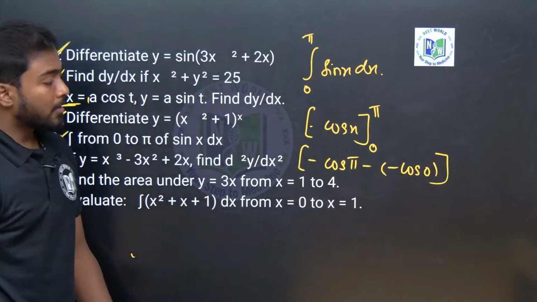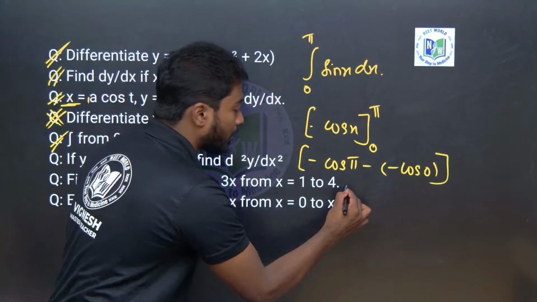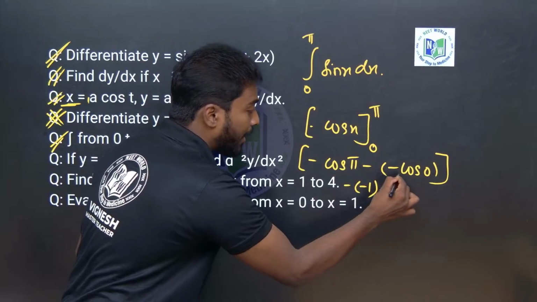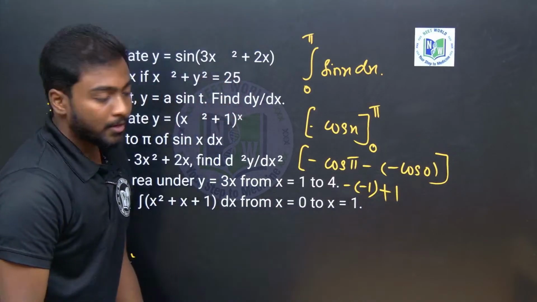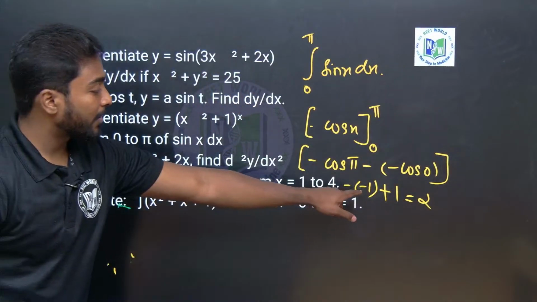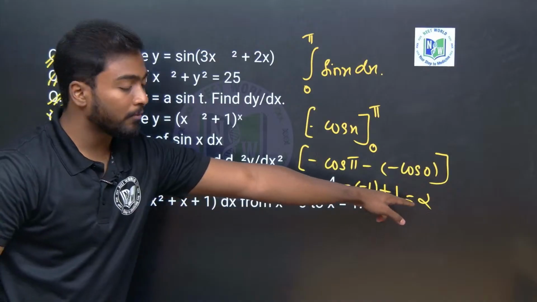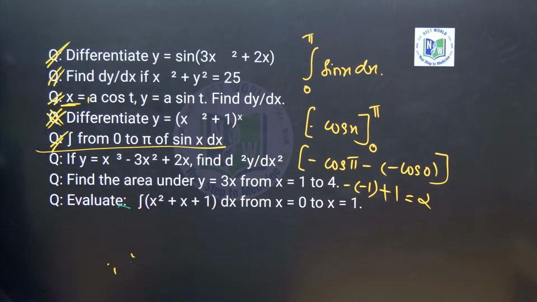Understood? Now what is cos pi? That is cos 180 value, it is minus 1. So minus of minus 1, minus minus will be plus, and cos 0 is 1. So 1 plus 1 will be 2, so the final answer will be 2. Understood? So this is the fifth question answer.